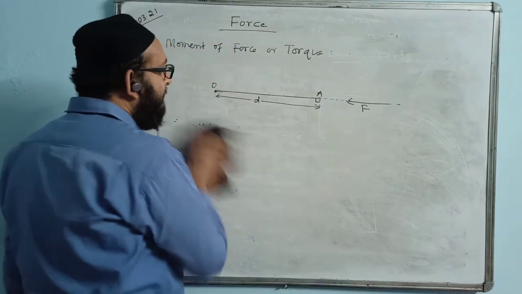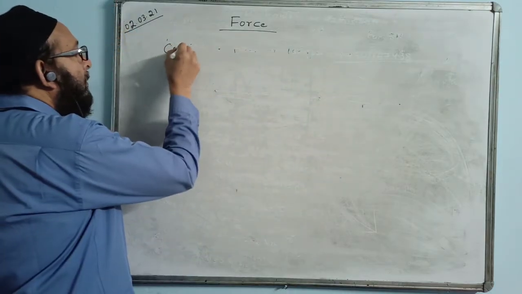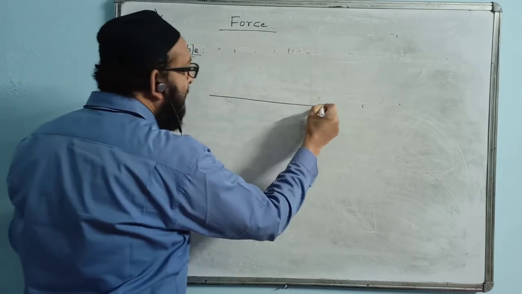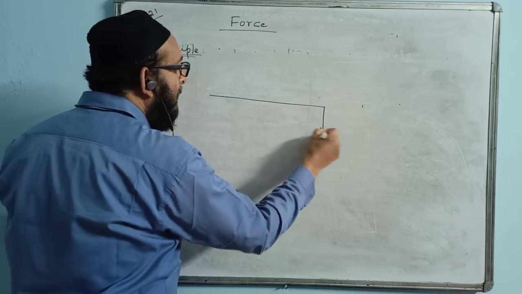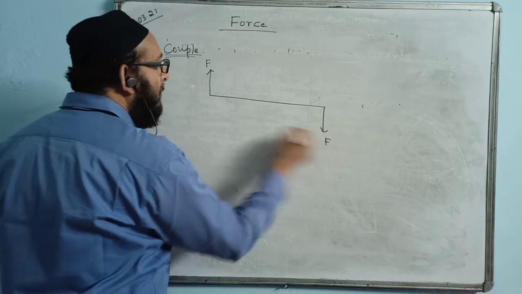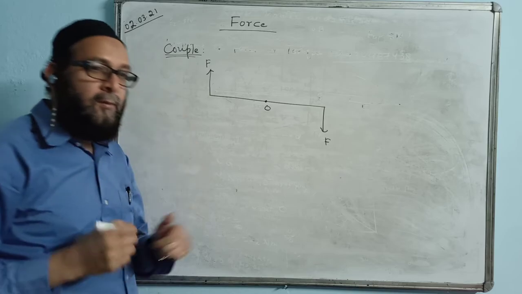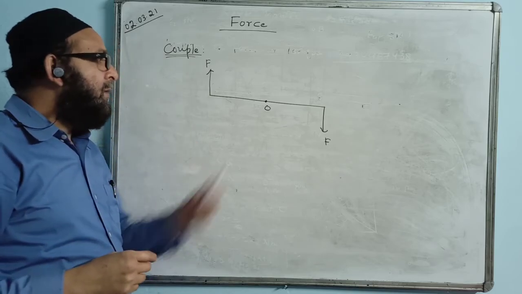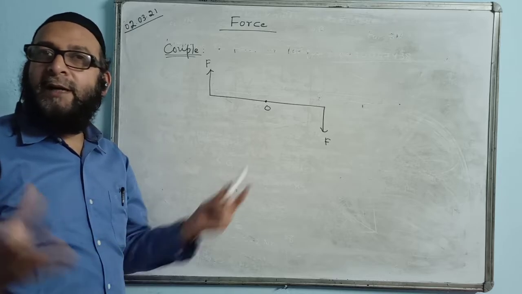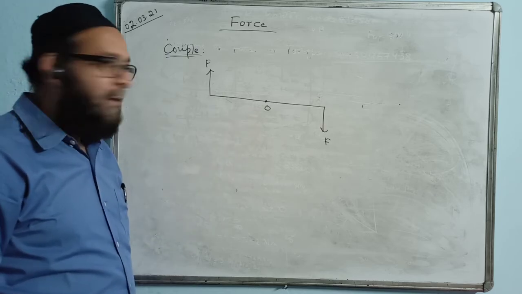Okay, now the next topic is couple. Couple means a pair. When we apply two equal and opposite forces, one force up, one force down, then the body starts rotating about the midpoint. This is called the pivoted point. We call it fulcrum, but we are not using fulcrum now because the portion on levers has been removed from the syllabus. So we are just calling it the pivoted point.